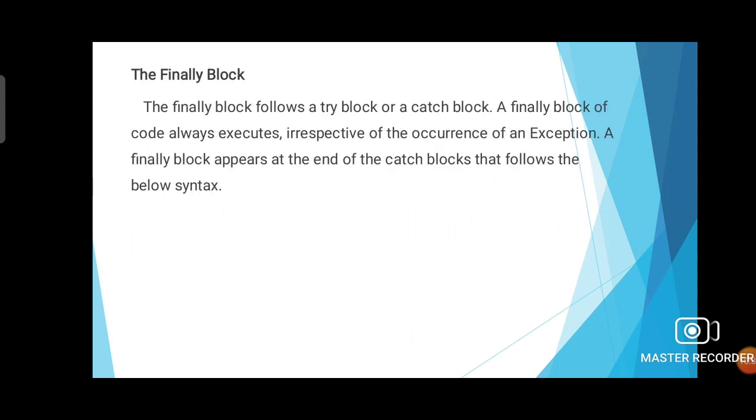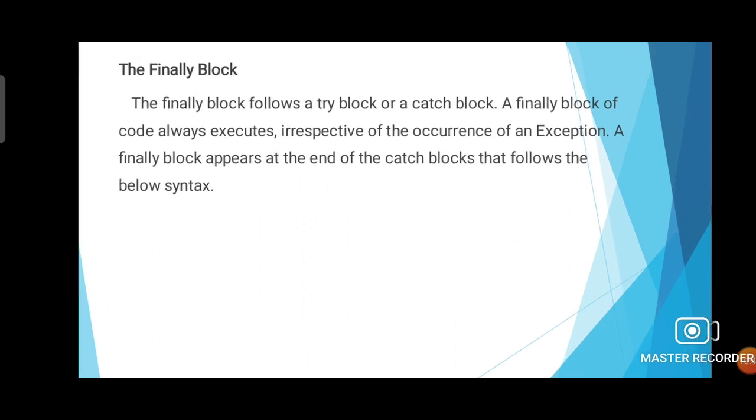And the last one is the finally block, which is optional and follows a try block or a catch block. A finally block will always execute irrespective of the occurrence of an exception. That is, whether the exception arises or not, the finally block will execute. But in the case of a catch block, whenever the exception occurs, the corresponding catch block will be executed. Otherwise, the catch block will be skipped. But the finally block will always execute.